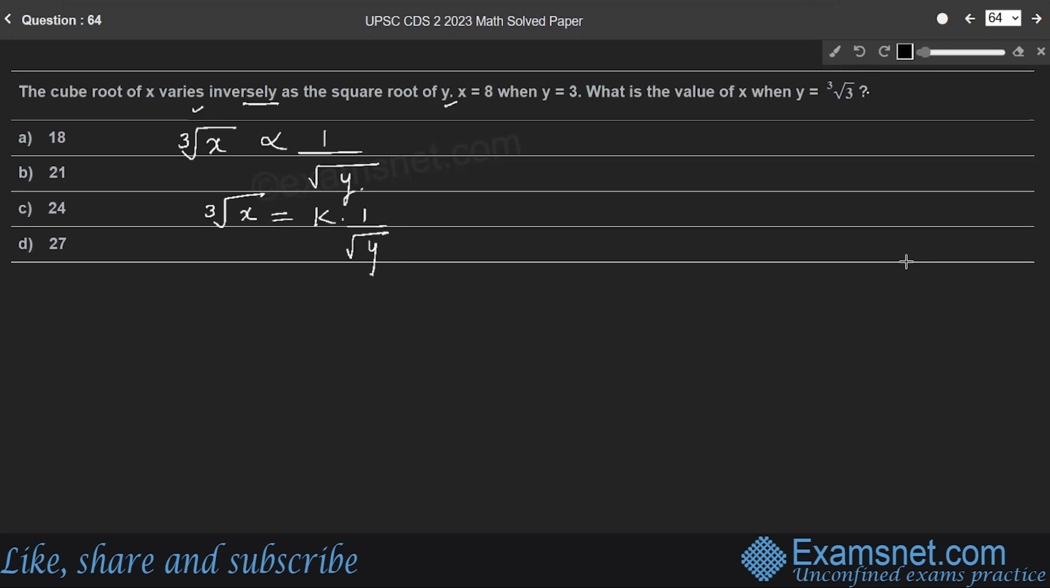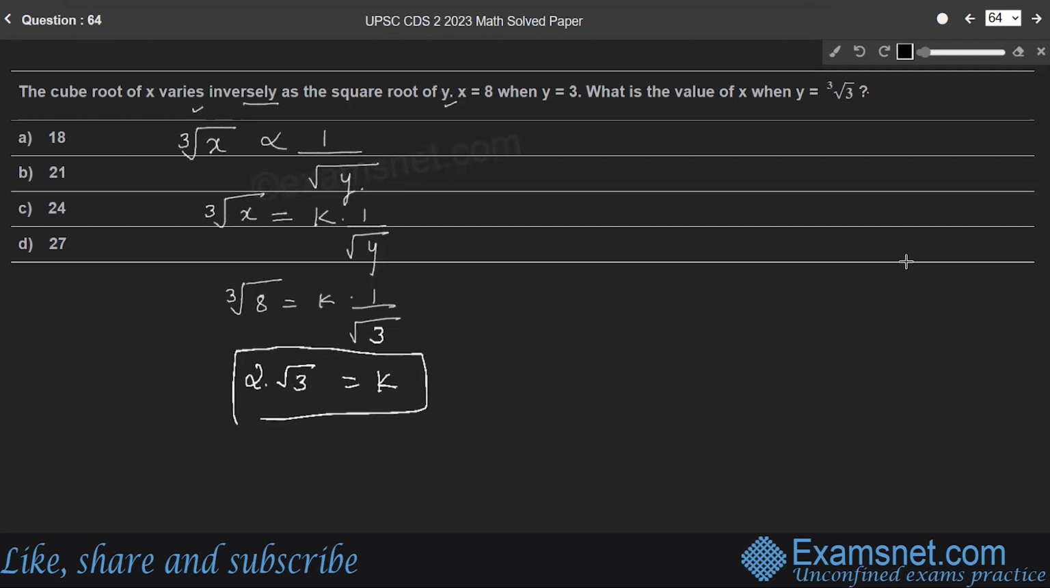Let us find the value of k now. For x equal to 8, cube root of 8 is equal to a constant k into 1 by square root of y, where y is 3. So cube root of 8, which is 2, is equal to k by root 3, so 2 root 3 is equal to k. So the value of k is 2 root 3. Now what is the value of x when y is cube root of 3?